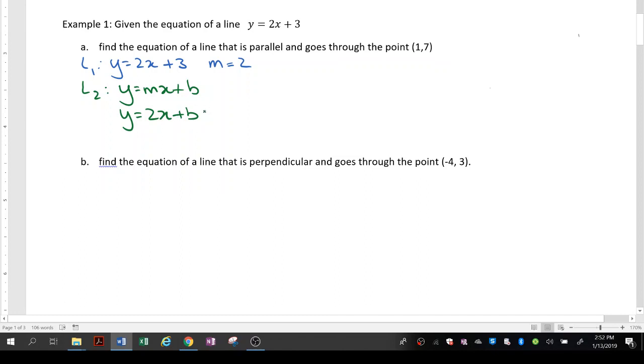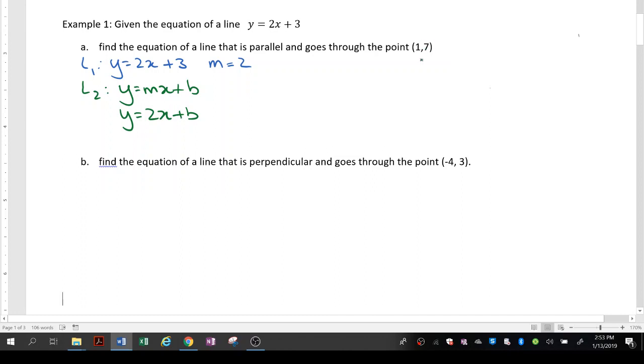Now, in order to find our value for our y-intercept, we need to take the values from this point and substitute them for x and y here, and then solve for b. And this will give us our y-intercept. So let's go ahead and do that.